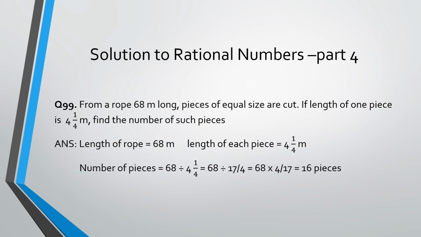Now we come to part 4. Question number 99. From a rope 68 meter long, pieces of equal size are cut. If the length of one piece is 4 1/4 meters, find the number of such pieces. So length of rope is given as 68 meters and length of each piece is 4 1/4 meter. So how many pieces can we get? So isn't it a division sum? Yes. 68 divided by 4 1/4. 4 1/4 means it is 17 by 4, and if you do the normal steps of division, we get the answer as 16 pieces.